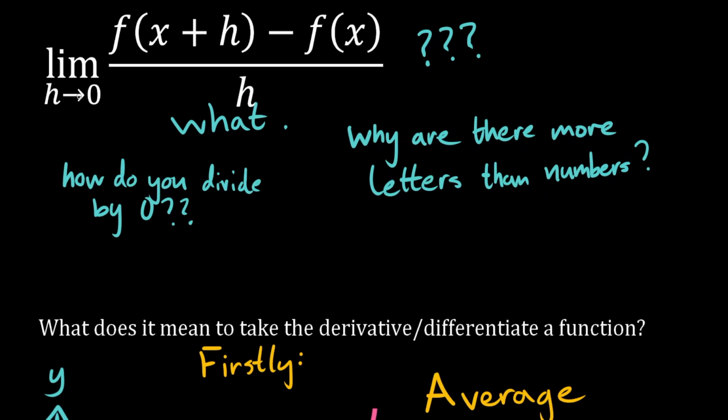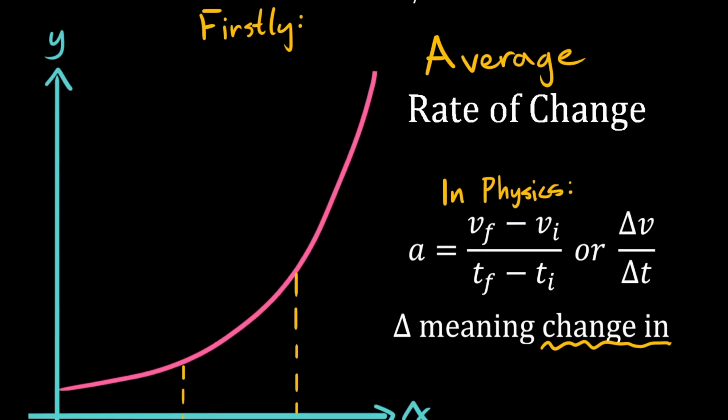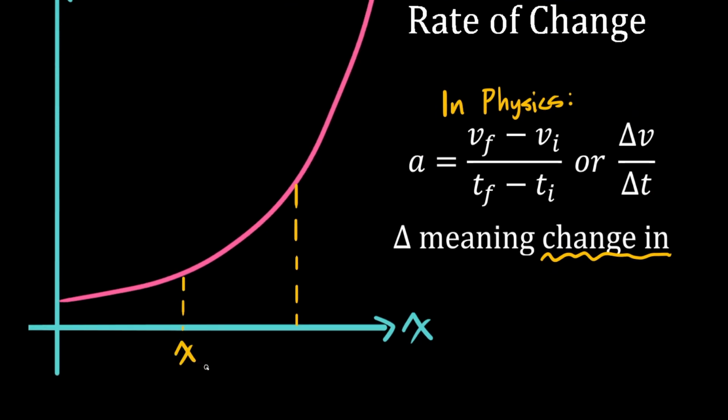So, what does it mean to take the derivative or differentiate a function? To understand this, we can first look at what it means to find the average rate of change in a function. The average rate of change is how much the y value changes between two x values. Physics students will recognize this as the formula for average acceleration here, or with delta, meaning change in. So when finding the average slope, 2 points are selected on the x-axis, like so. This will be x1 and this will be x2.